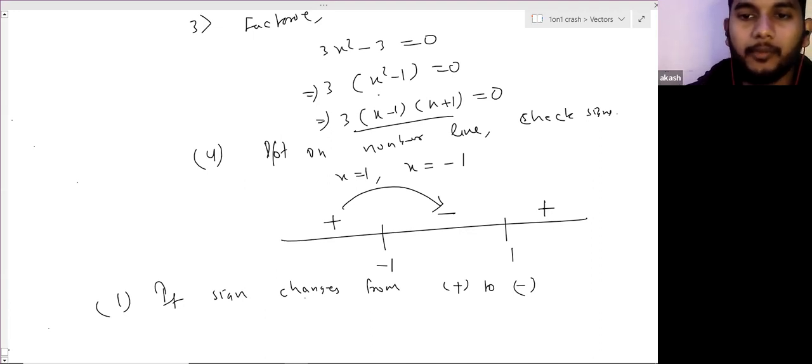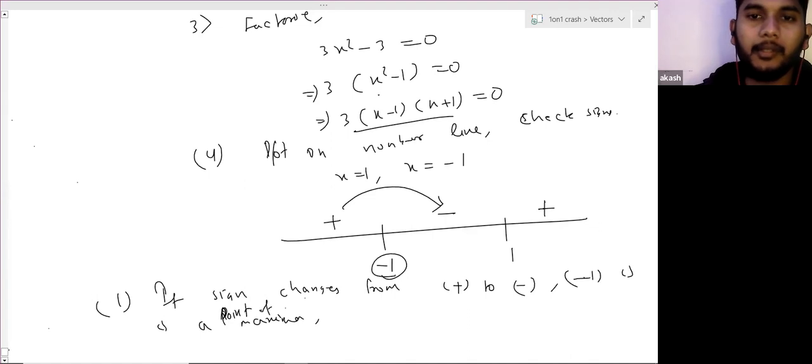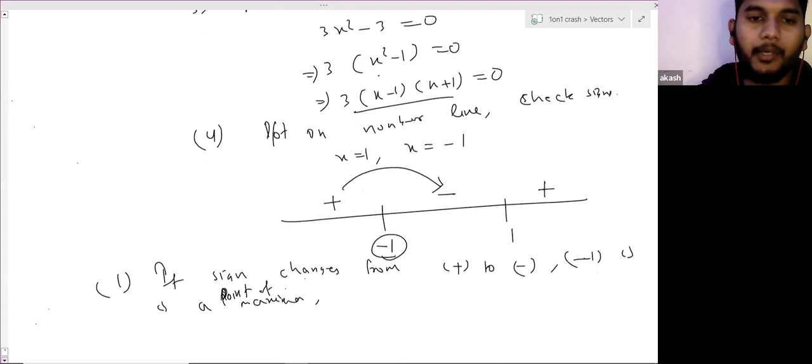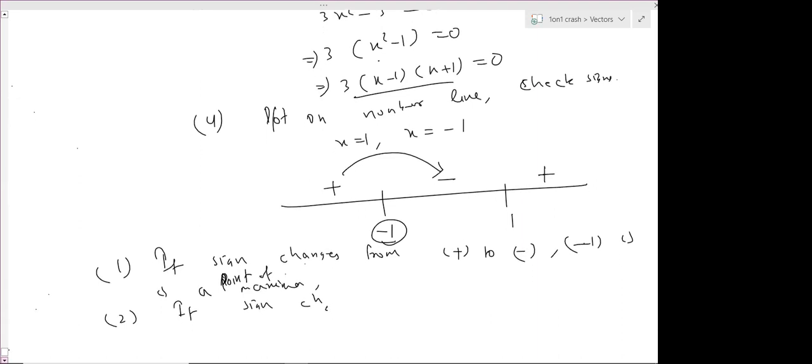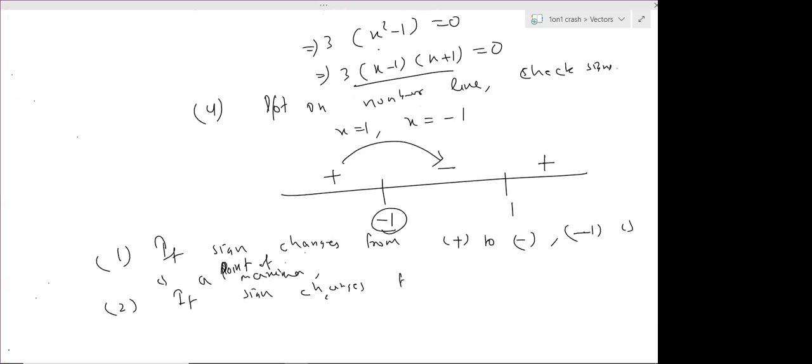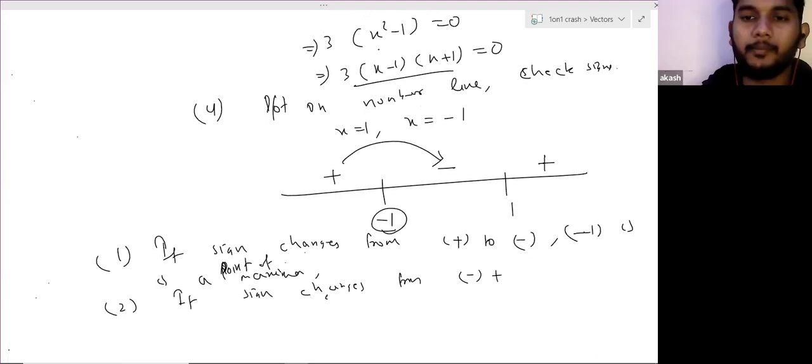If the sign changes from positive to negative, minus 1 is a point of maxima. This means if you put minus 1 in the function f of x, you will get a maximum. All right. If the sign changes from minus to plus, 1 is a point of minima.